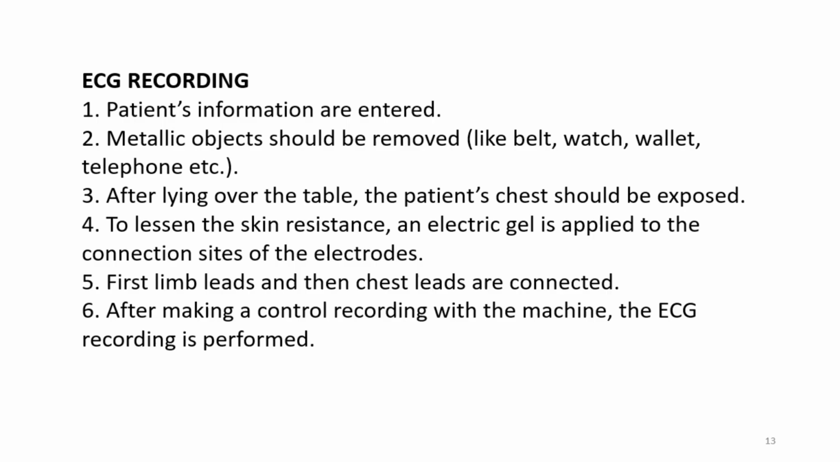How to record? First, the patient's information needs to be entered. If there are any metallic objects on the body, like a belt, watch, wallet, telephone, etc., they should be removed. After lying on the table, the patient's chest should be exposed to lessen the skin resistance, and electric gel is applied to the connection sites of the electrodes. First limb leads and then chest leads are connected. After making a control recording with the machine, the electrocardiography recording is performed.